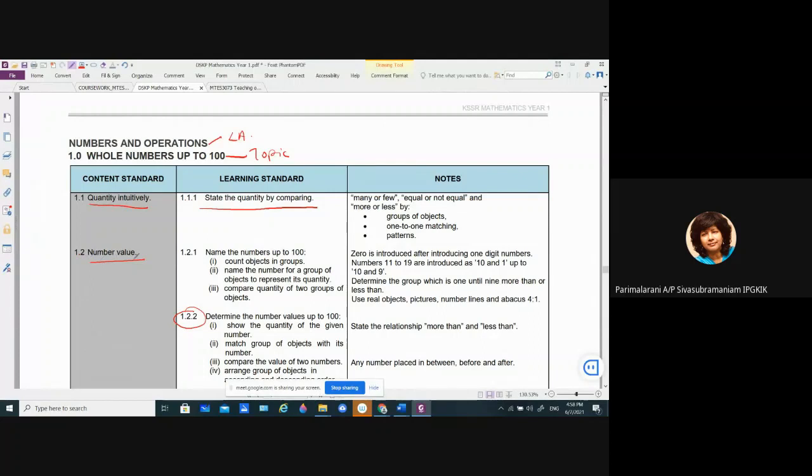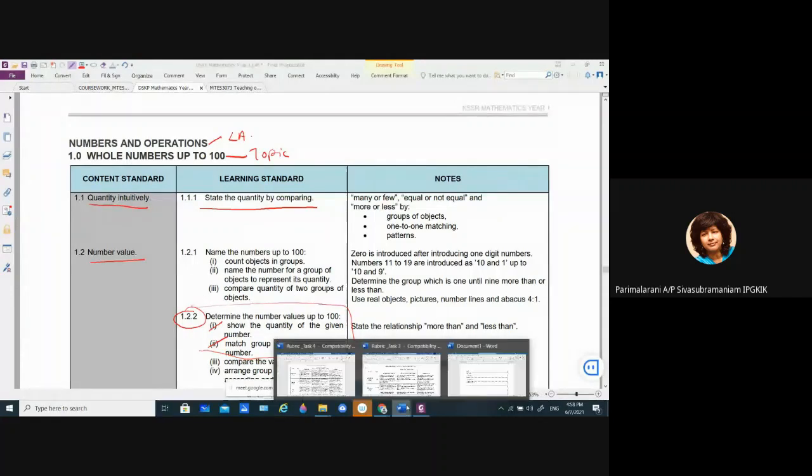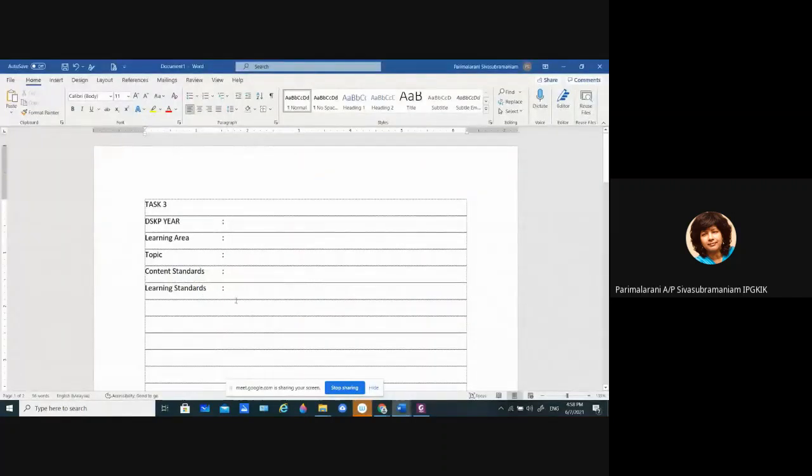1.2 number value for content standard. For learning standard, 1.2.2, maybe you're doing all 1 to 4, or maybe you're doing just 1 and 2. Okay, so you must write it out clearly, all this. Okay. Any other questions?